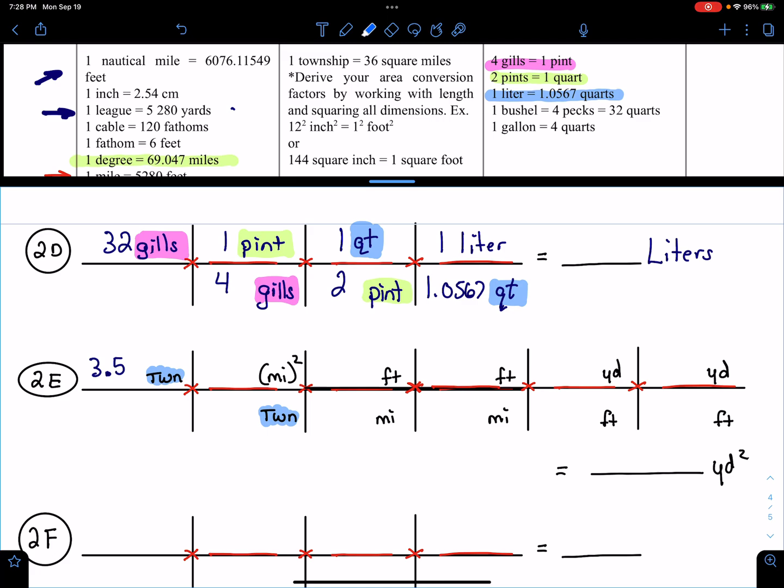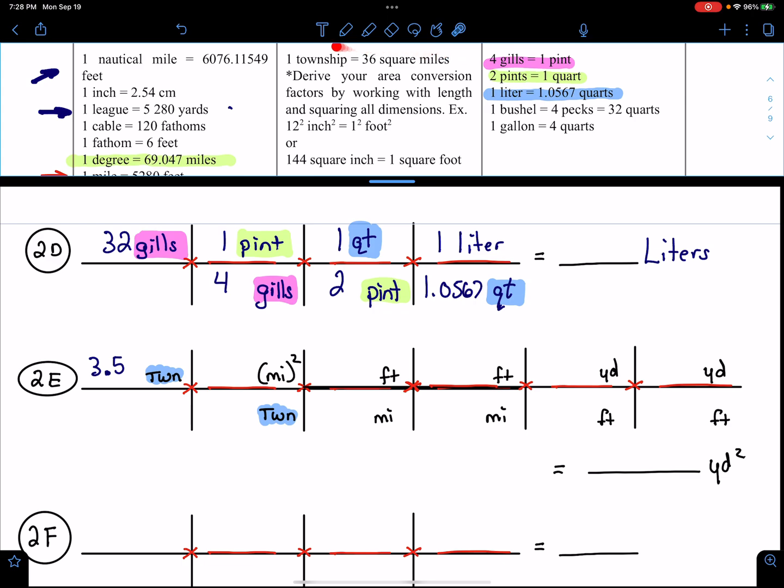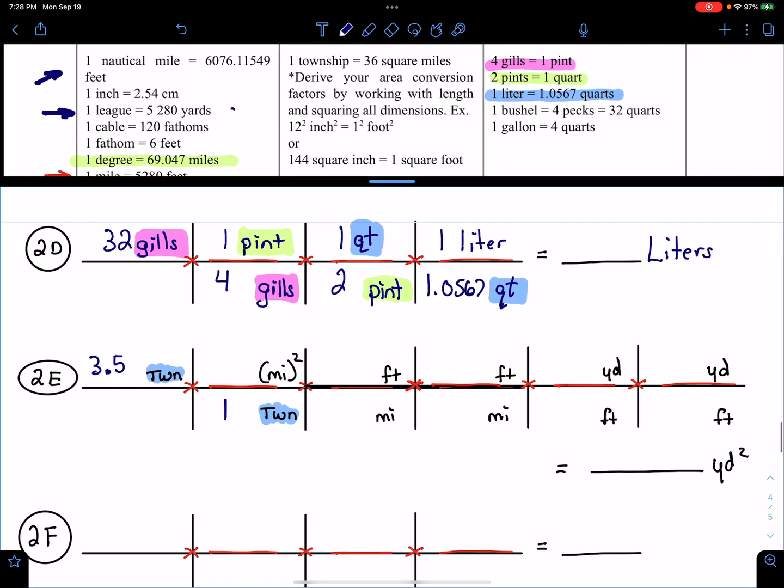Now, in the paper, you've got township to square miles. So we're going to have 1 township equals 36 square miles.